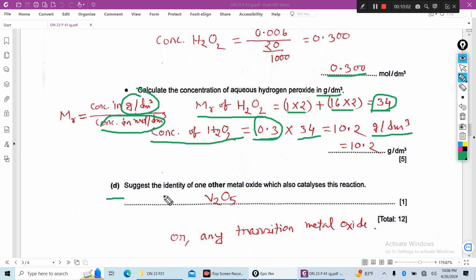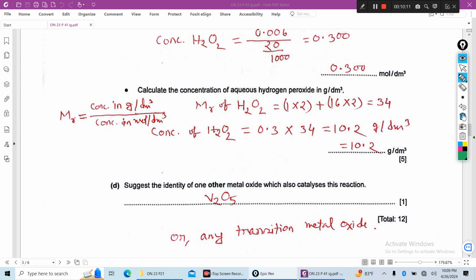Next, D. Suggest the identity of one other metal oxide which would also catalyze the reaction. And you know, transition metal oxides are used as catalysts. V2O5, vanadium 5 oxide, is used as catalyst for the manufacture of sulfuric acid in the contact process. So V2O5 is the answer.